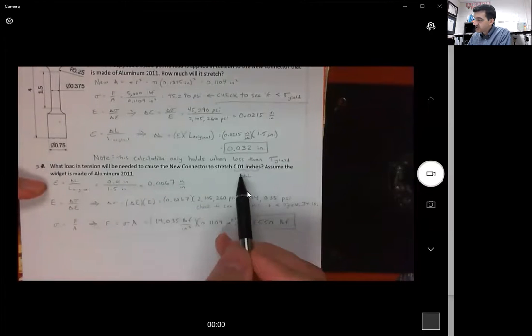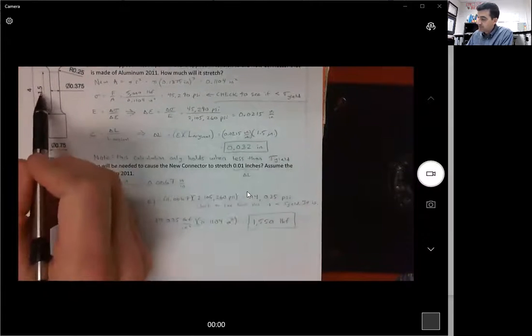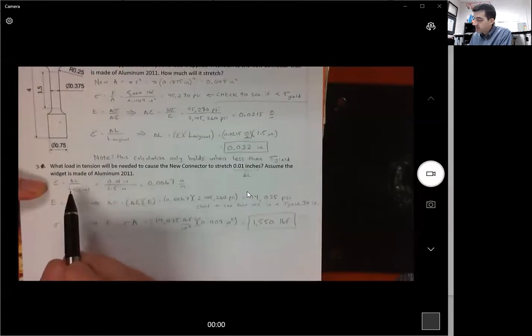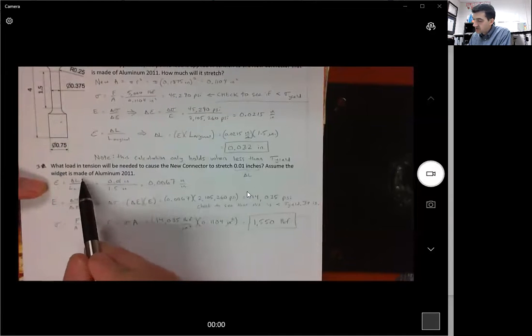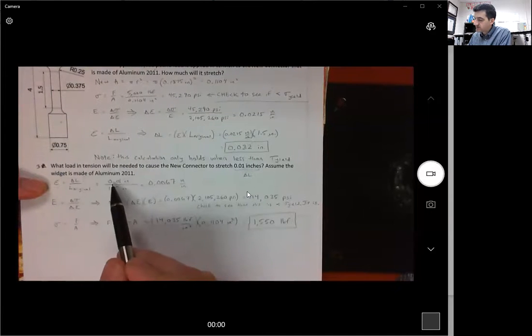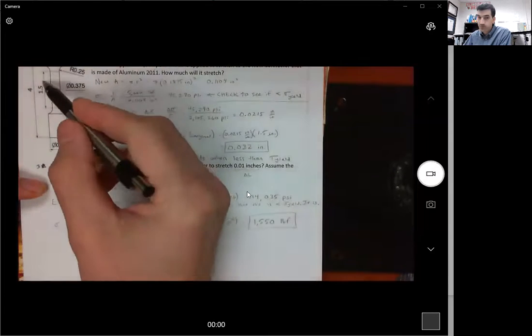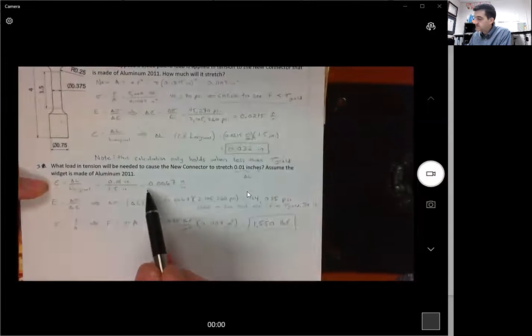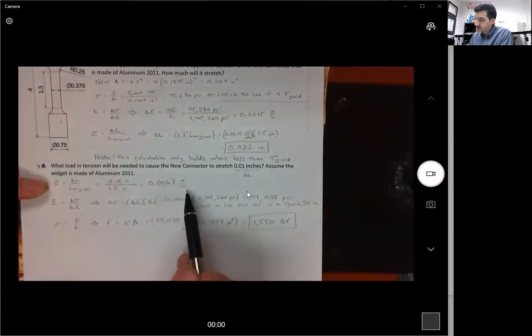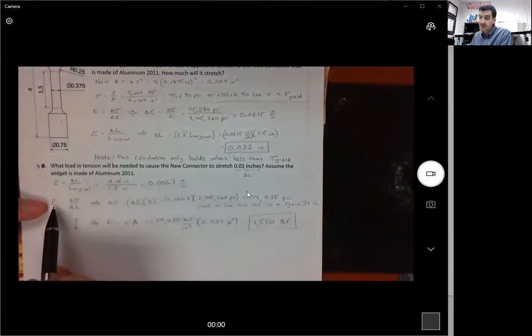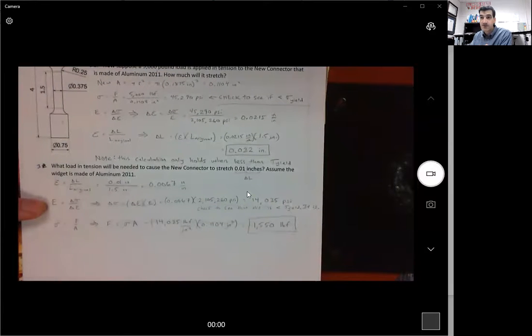So using the change in length and the original length, that's the gauge length, we can solve for the strain. So strain is change in length divided by original length, 0.01 inches divided by the original length, the gauge length, which is 1.5 inches. That is 0.0067 inches per inch. Now that we know the strain, and we also know the elastic modulus from before, remember this is the same material, so therefore we can use the same elastic modulus because it's an intrinsic property.